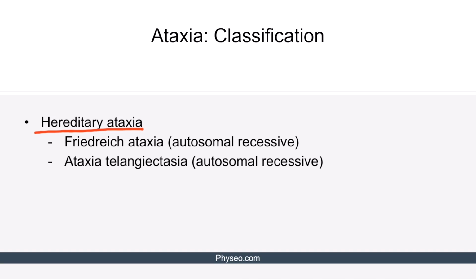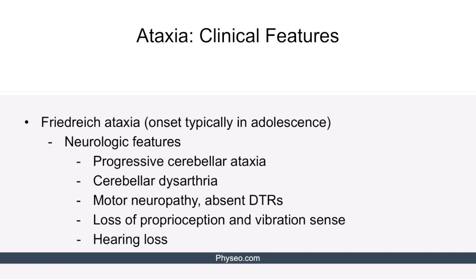This can be encountered in Friedreich ataxia, which is of autosomal recessive inheritance, and ataxia telangiectasia, which is of autosomal recessive inheritance too. In our lecture, we're going to mainly discuss Friedreich ataxia and ataxia telangiectasia. So let's begin with the clinical features of Friedreich ataxia.